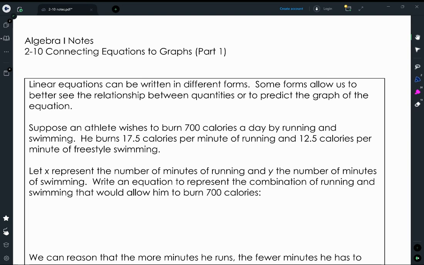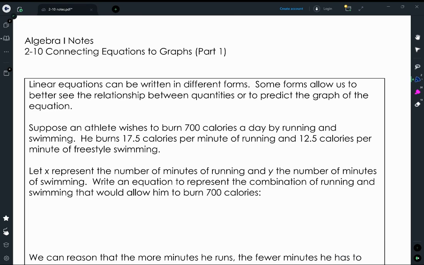Hello class, these are our Algebra I notes for section 210, connecting equations to graphs. All right, let's go ahead and read. Linear equations can be written in different forms. Some forms allow us to better see the relationship between quantities. So remember, we're using variables to show these quantities or to predict the graph of the equation.